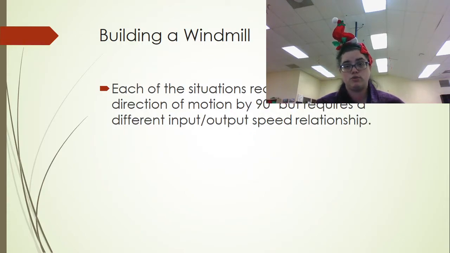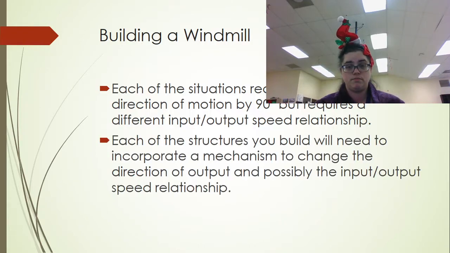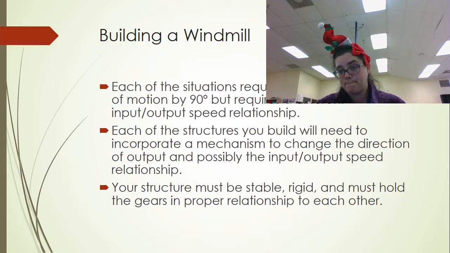So each of these situations requires a change in the direction of motion by 90 degrees, but requires a different input-output speed relationship. Each of the structures you need to build needs to incorporate the mechanism to change the direction of the output and possibly the input-output speed relationship. And your structure has got to be stable, got to be rigid, it's got to hold the gears in proper relationship to each other.